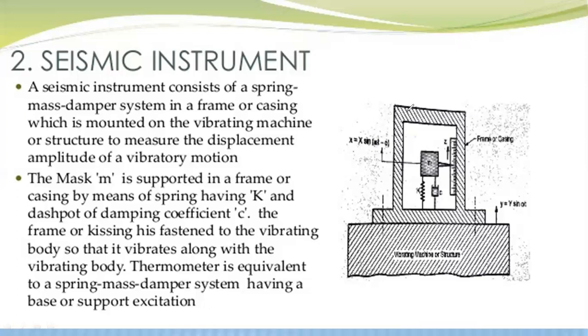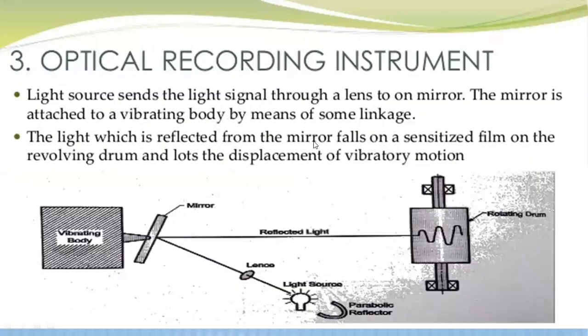By using these seismic instruments, we can calculate the vibration of the device, and the damping coefficient should be calculated. It is 2 into root of m into k, that is, mass into spring constant k. And next one, the third measuring device, is optical recording instruments. By using these optical recording instruments, we can calculate the vibration. What are the different constructional details?